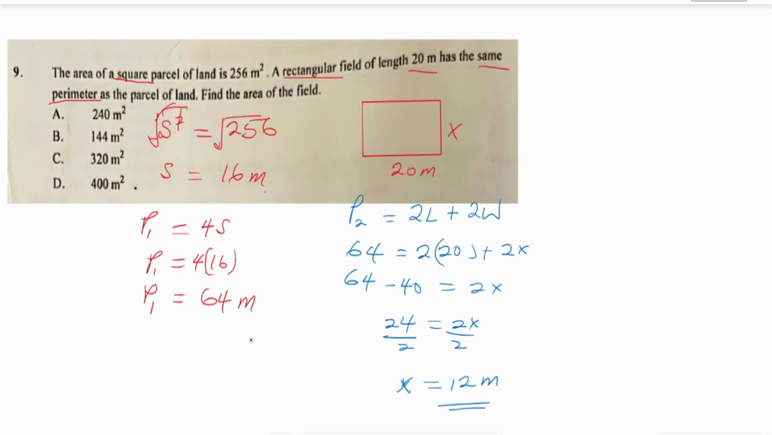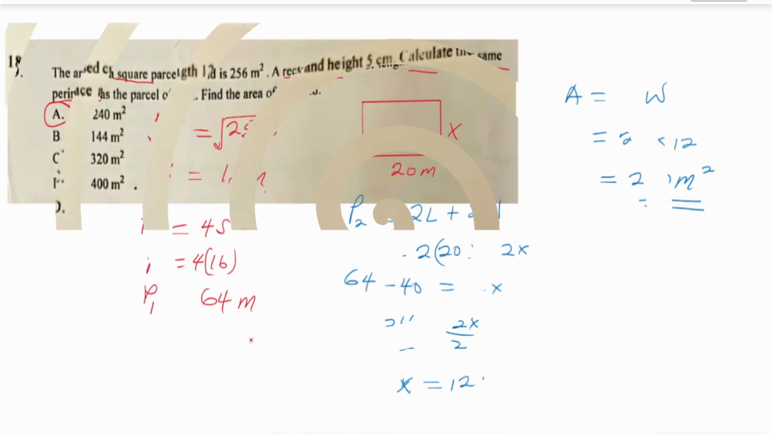Now that we know that, we can go ahead and find the area of the rectangular field. So I'll use area A equals length times width, and that equals 20 times 12, which will be 240 square meters. Looking through the options, that makes option A the correct answer. And we move to question 18.